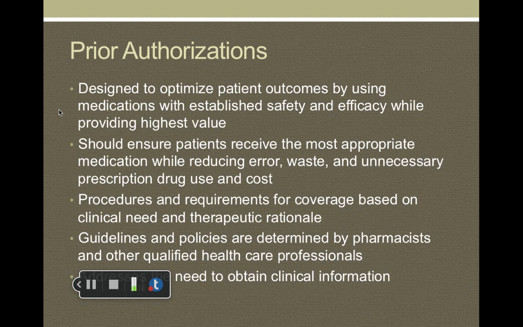So for prior authorizations, they were designed to try and optimize patient outcomes and using medications with established safety and efficacy while providing highest value. So they're sort of a double-edged sword. They are cost containment, so they're trying to use cost-effective medications that are generic, more affordable brand medications that a PBM may have a rebate for. But we're also trying to bring some evidence-based medicine and some medications that have consistent evidence in clinical trials of showing reduction of adverse outcomes for whatever condition we're treating.